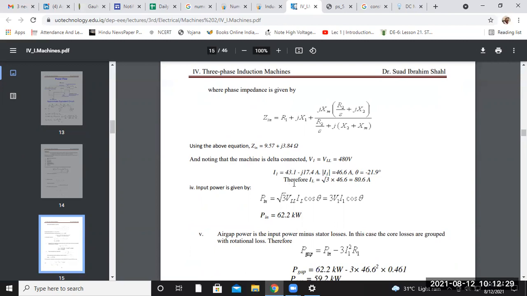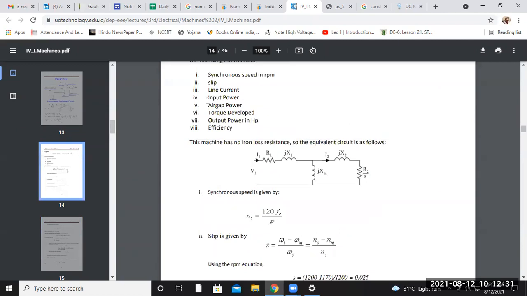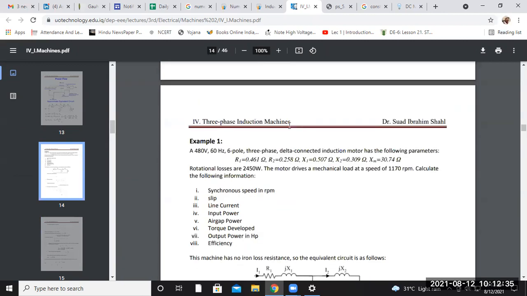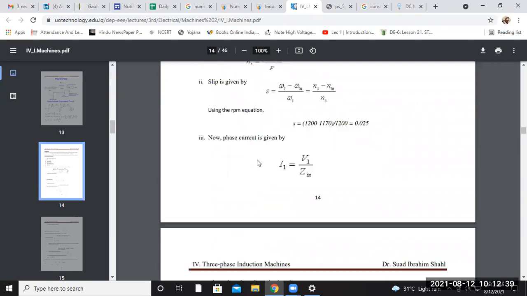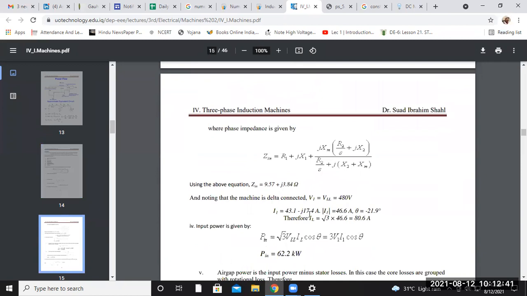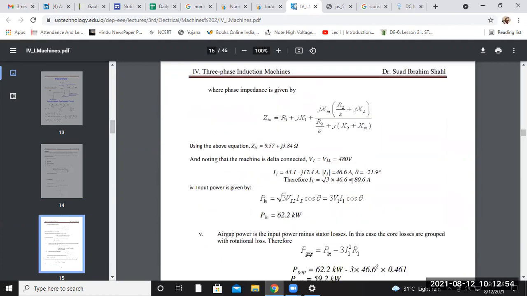Now, if the question is asking for your line current: for the delta connection, as the question is in delta connection, the line current is equal to root 3 into phase current. We have calculated the phase current value as 46.6. Just multiply this 46.6 with the root 3 value, and you will get the line current as 80.6 ampere. So 80.6 ampere is the line current of this machine.